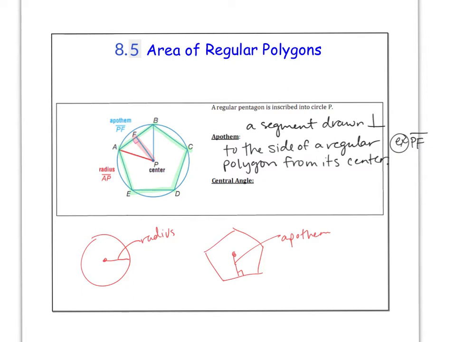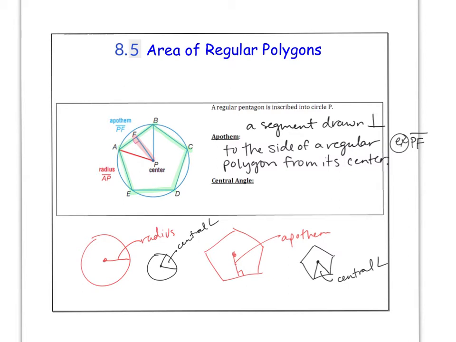Let's also talk about a central angle. When we studied circles, a central angle had its vertex at the center of the circle. This was a central angle. Now when we have a polygon, a central angle is also going to have its vertex at the center of the shape, in this case a pentagon, and it's going to go to consecutive vertices. So this right here would be a central angle on a polygon.